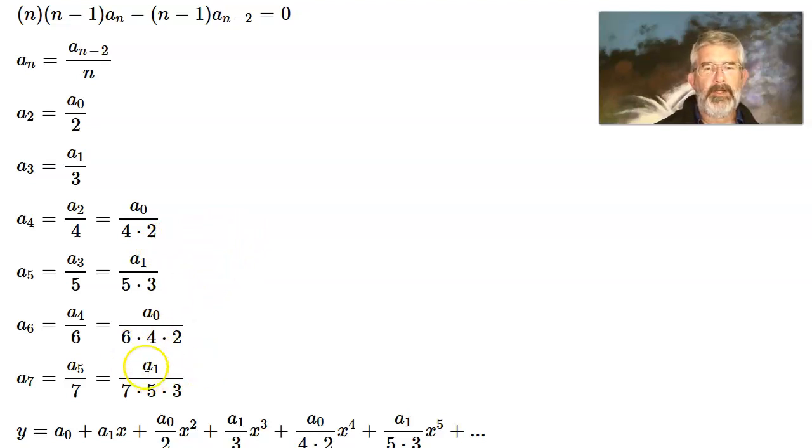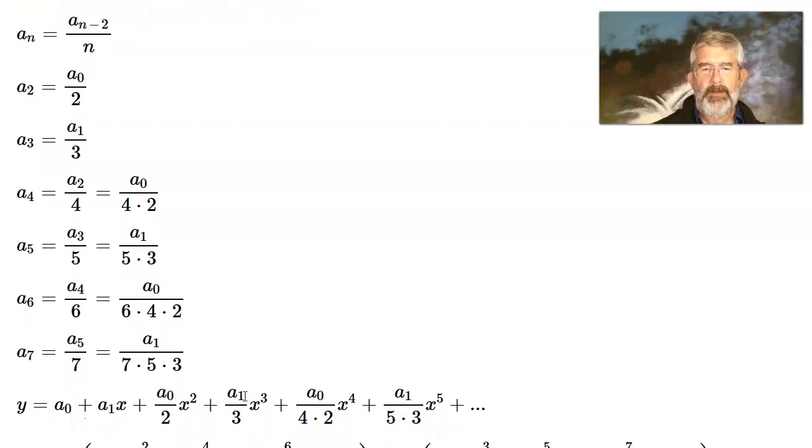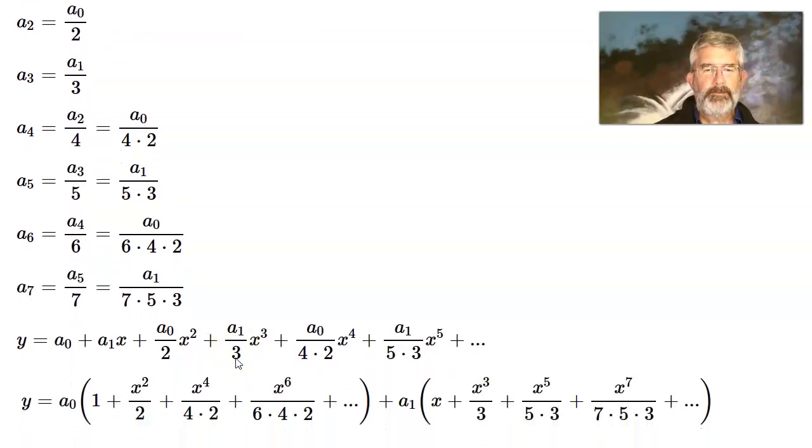And likewise, with the odds, if n is odd, then I'd have a1 over n times n minus 2 times n minus 4, and so on, down to 3, or down to 1, I suppose, but multiplying by 1 doesn't do much.